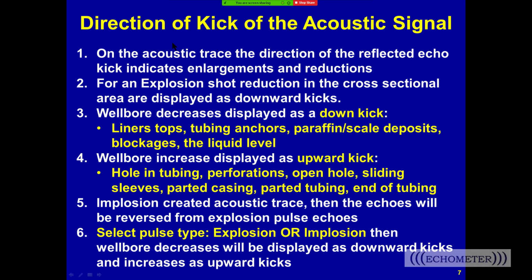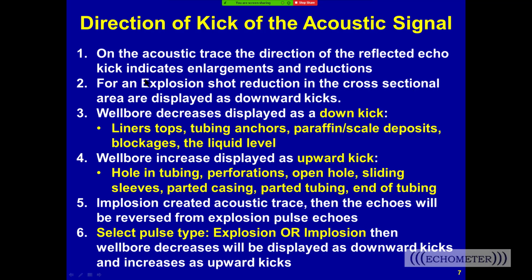Now we're getting ready to start talking about the direction of kick on the acoustic trace. Whether the echo is from an increase or a decrease in the wellbore determines the direction of kick on the reflected echo from that, let's call it an anomaly. When you have an explosion shot, a reduction in the cross-sectional area of the wellbore echoes back as a down kick, because the explosion shot is a down kick, and a decrease in cross-sectional area echoes the same direction as the shot, a down kick.